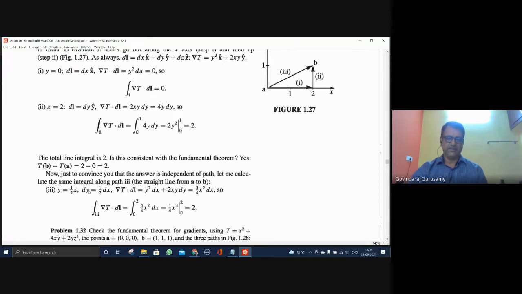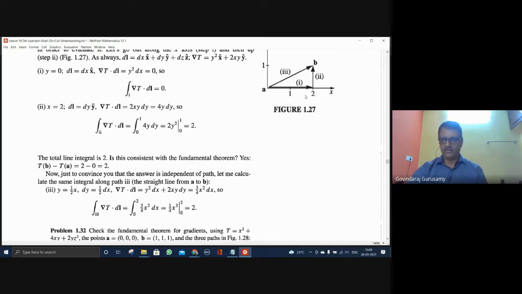Now dy has been found, and del T dot dl is already known to you. Substitute them. You find this is going to be 3 by 2 x square dx. Integrate along the path from 0 to 2, make a substitution, and you get the value 2. Del T dot dl should be integrated from 0 to 2 using these relations, and you end up with the number 2. This also confirms that path 3 provides the same result.